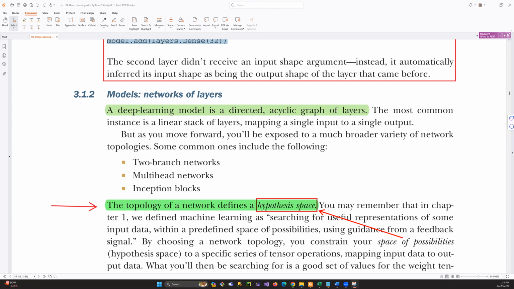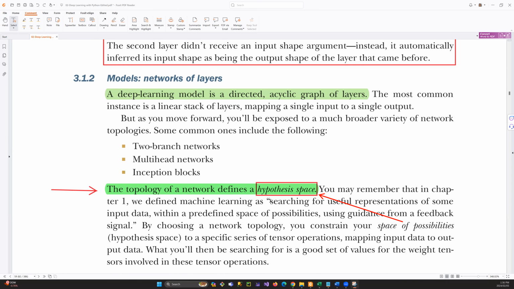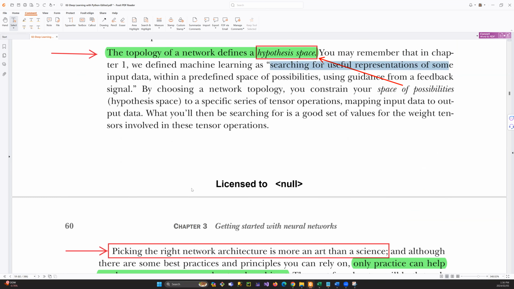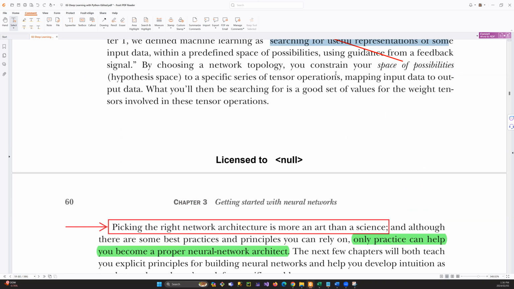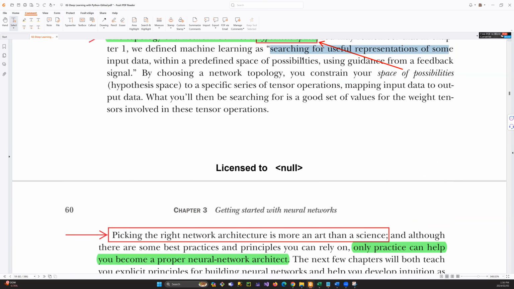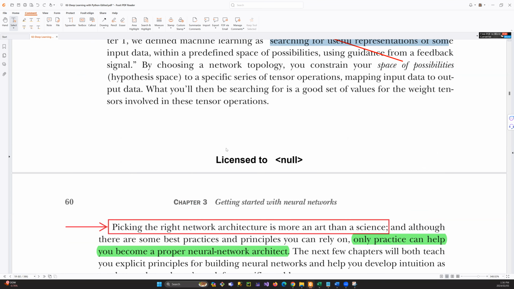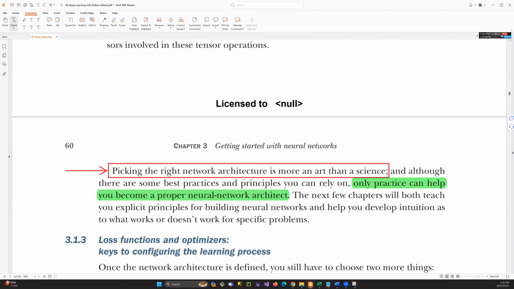Okay. And if you read that, it says that searching for useful representation is what happens in machine learning, but we define our own topology, and we define our own hypothesis space by defining the number of hidden layers and the number of neurons.